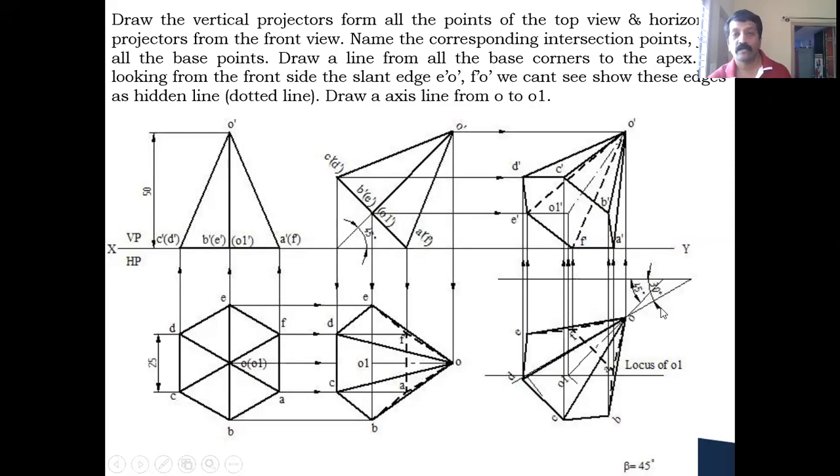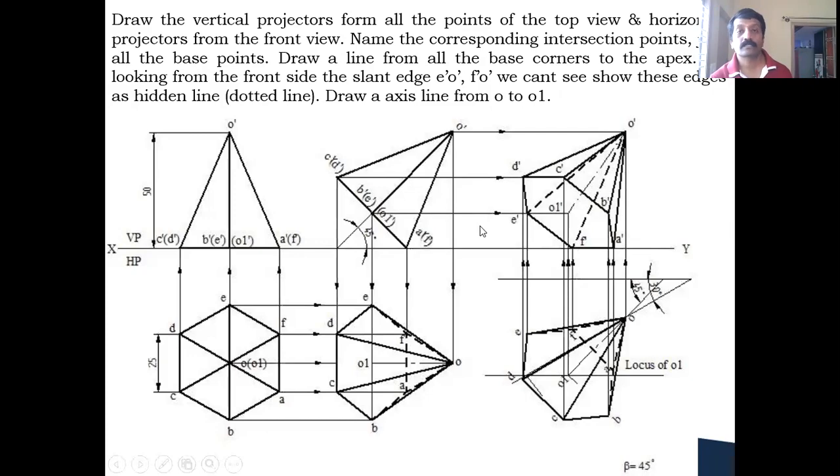And what about E to O? Can you see that? You are looking from here. It is behind, so that's why E dash to O dash is hidden. As well, what about F to O? Can you see that? No. So this E dash to O dash and F dash to O dash are your hidden edges. So this is how you have to identify the visible edges as well as the hidden edges. Okay, so this completes the orthographic projection of the hexagonal pyramid given in this condition.